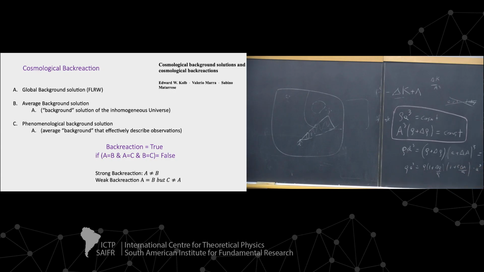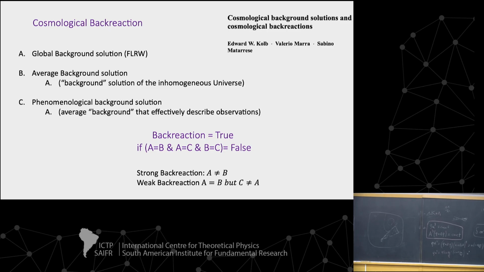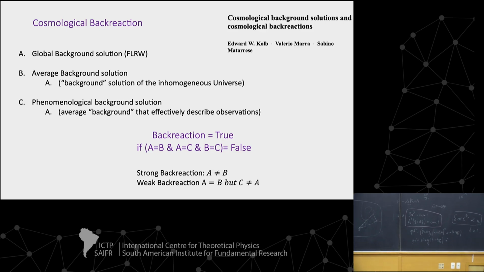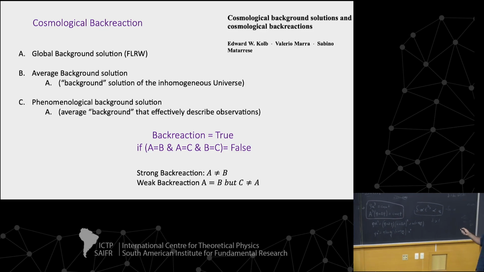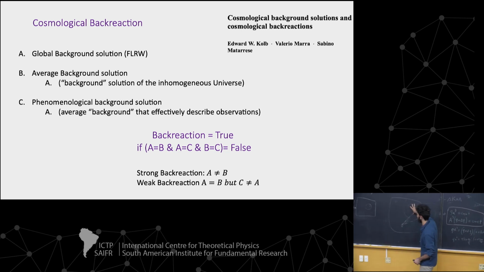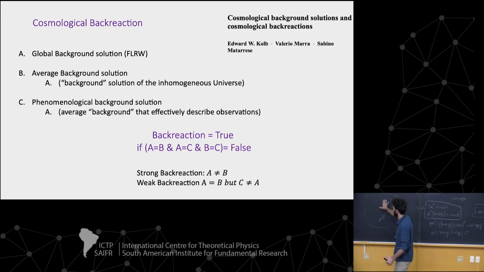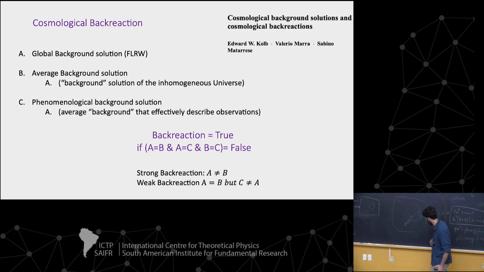So I wrote it as a Python statement. The back reaction is false if the three definitions, the average background, the global background and the phenomenological one, are the same. And then they classified: if the global background solution is different from the average one, from this inhomogeneous part where you're averaging, you have strong back reaction. If they are basically the same, but you have some back reaction induced by the fact that you are averaging along a specific line of sight, which is observer dependent, you have weak back reaction.